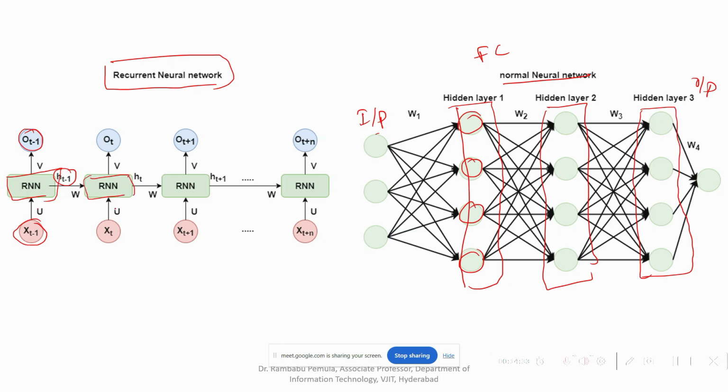For the second neuron at time t, we have two inputs. One is xt at time t, and from the previous node we have the output ht minus 1. Based on these two inputs, we are going to generate the output, that is Ot, and also the hidden information Ht, which is carried forward to the next layer as input. Like that, in order to generate the final output, we use multiple inputs.